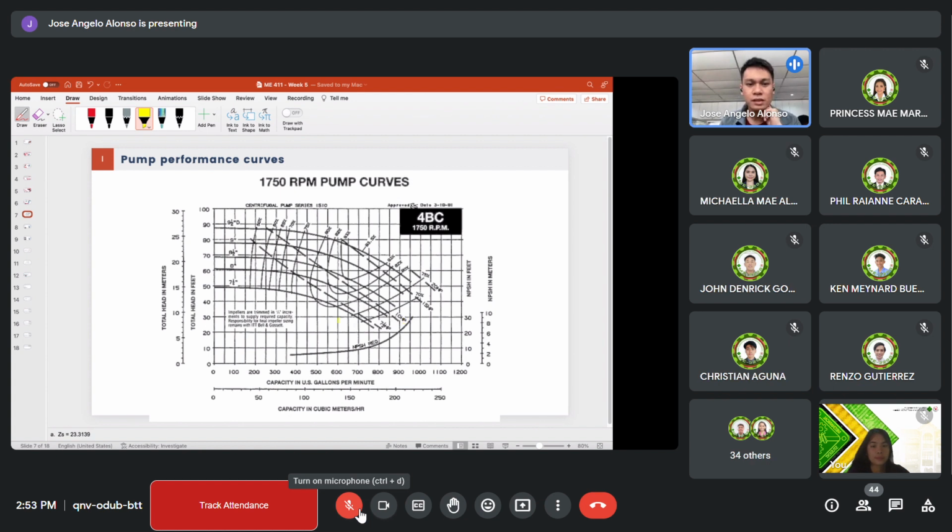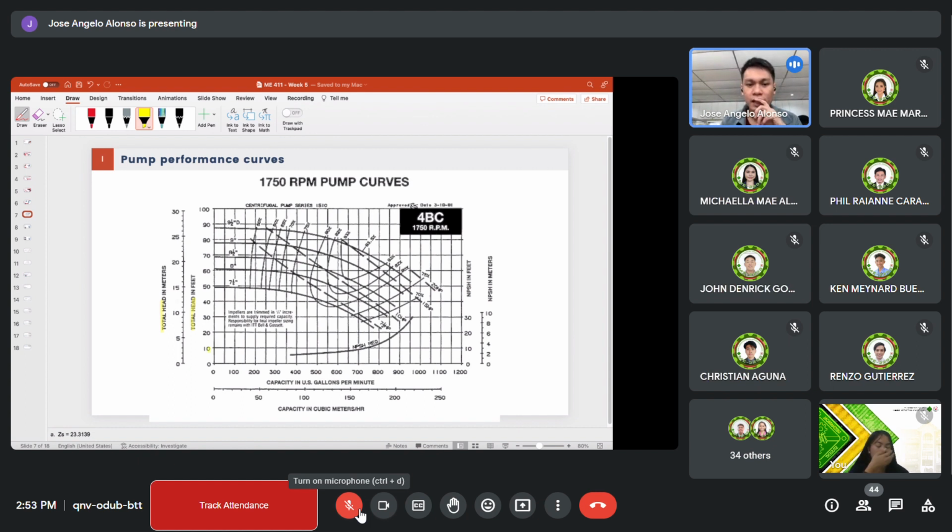So we'll start first with kung ano yung nasa y-axis natin on the left side. Basta naman siya, total head in meters ang nakalagay, while the other one is total head in feet. So kung reference natin is metric unit, then gagamit lang tayo ng meters. Kapag English unit, then gagamit lang tayo ng feet.